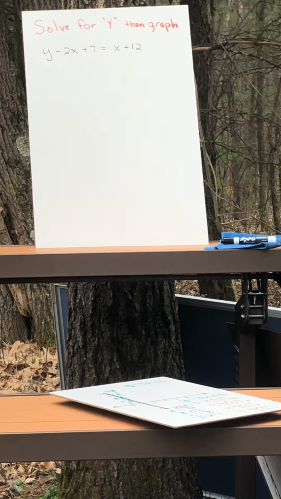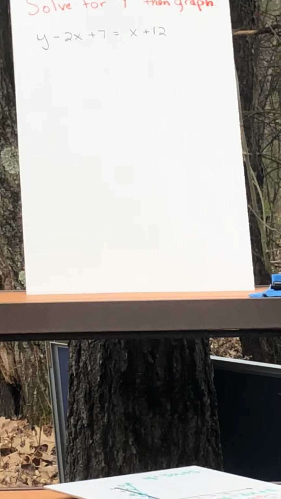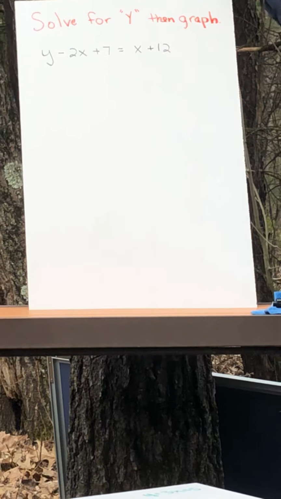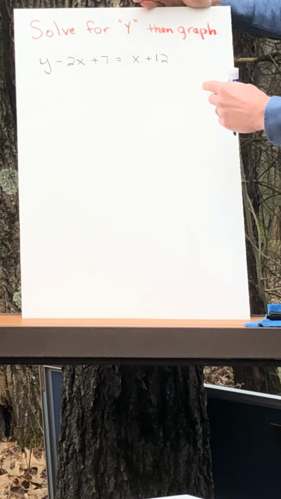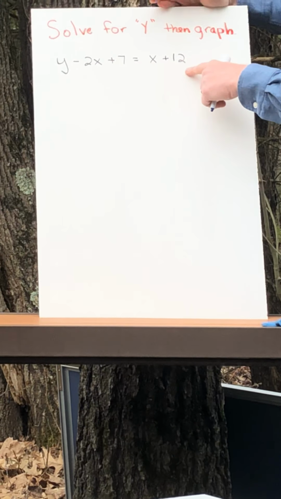So I got to solve for y and then graph. On 2 of your questions today, I'm going to ask you to do a quick graph because I want to start to see some relationships between equations and graphs. So here we go. I got y minus 2x plus 7 equals x plus 12.